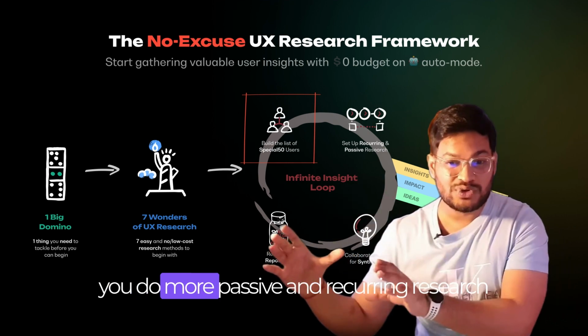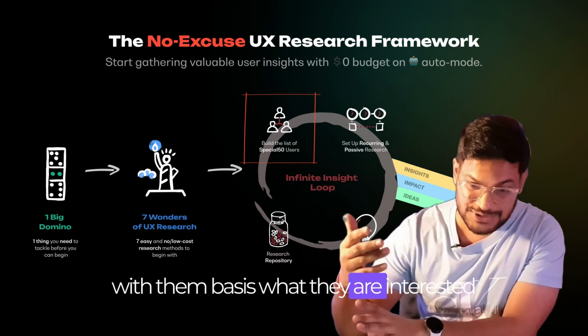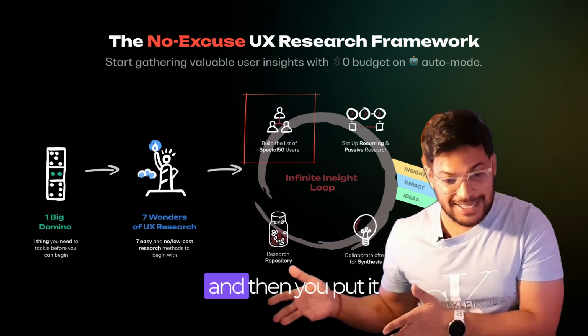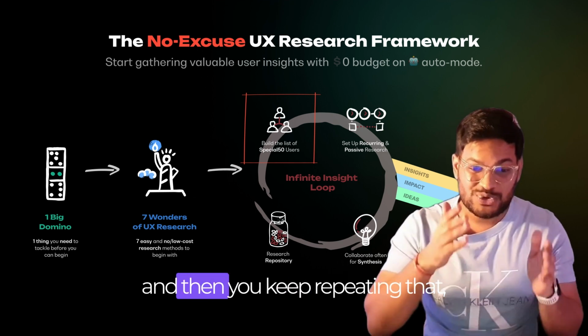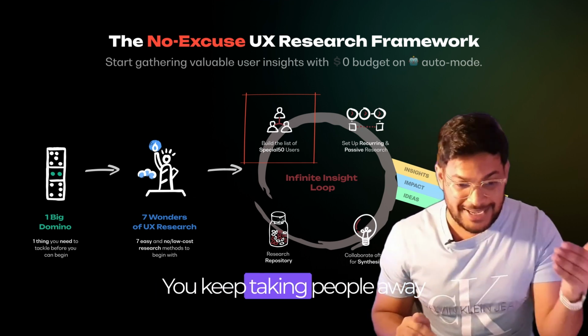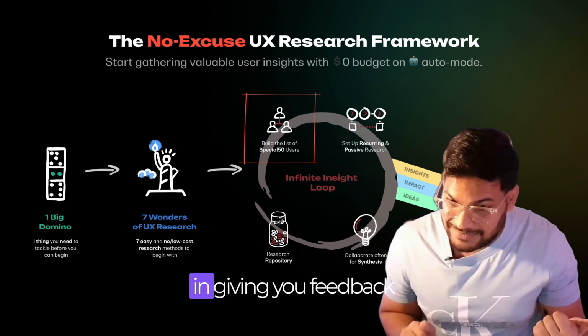You do more passive and recurring research with them based on what they are interested in. Then you meet up with your team, analyze that data, and then you put it into a Notion repository or a Trello repository. And then you keep repeating that. You keep refining your special 50. You keep taking people away who don't reply. You keep putting people in who are more interested in giving you feedback.